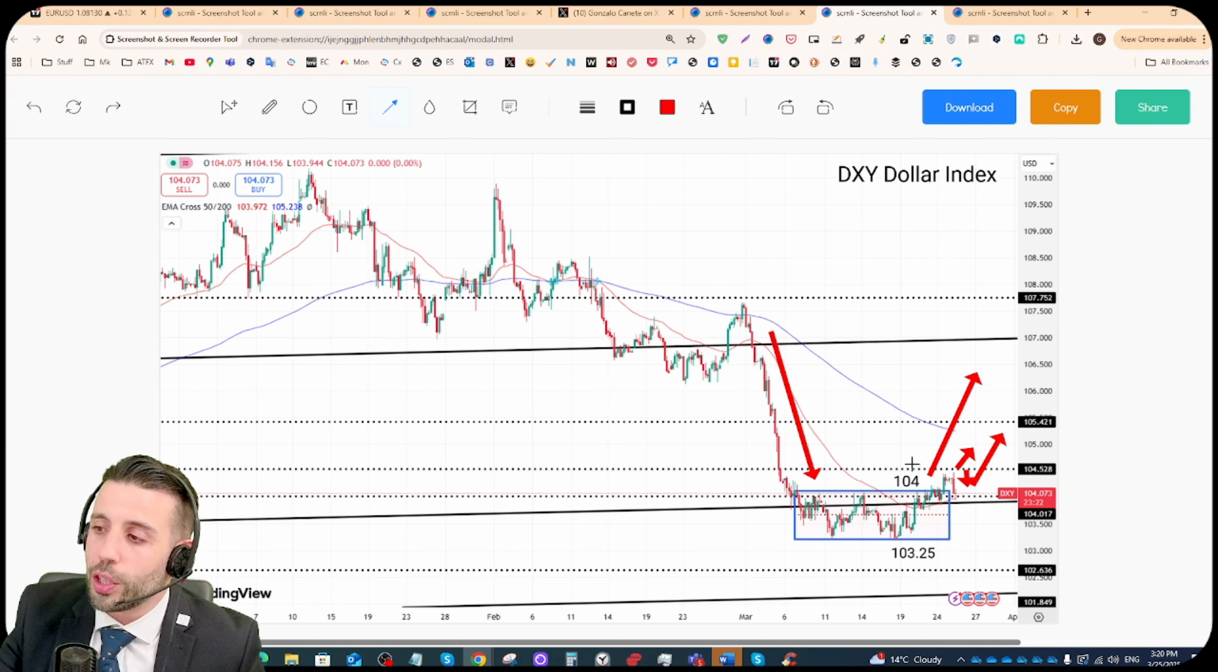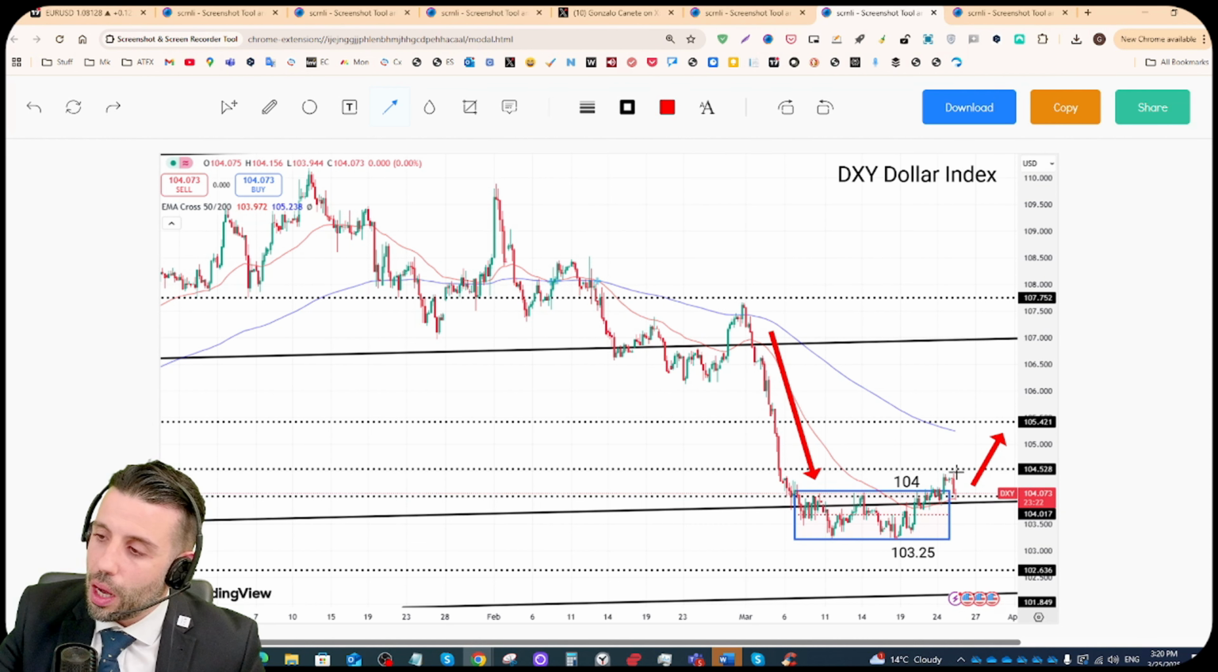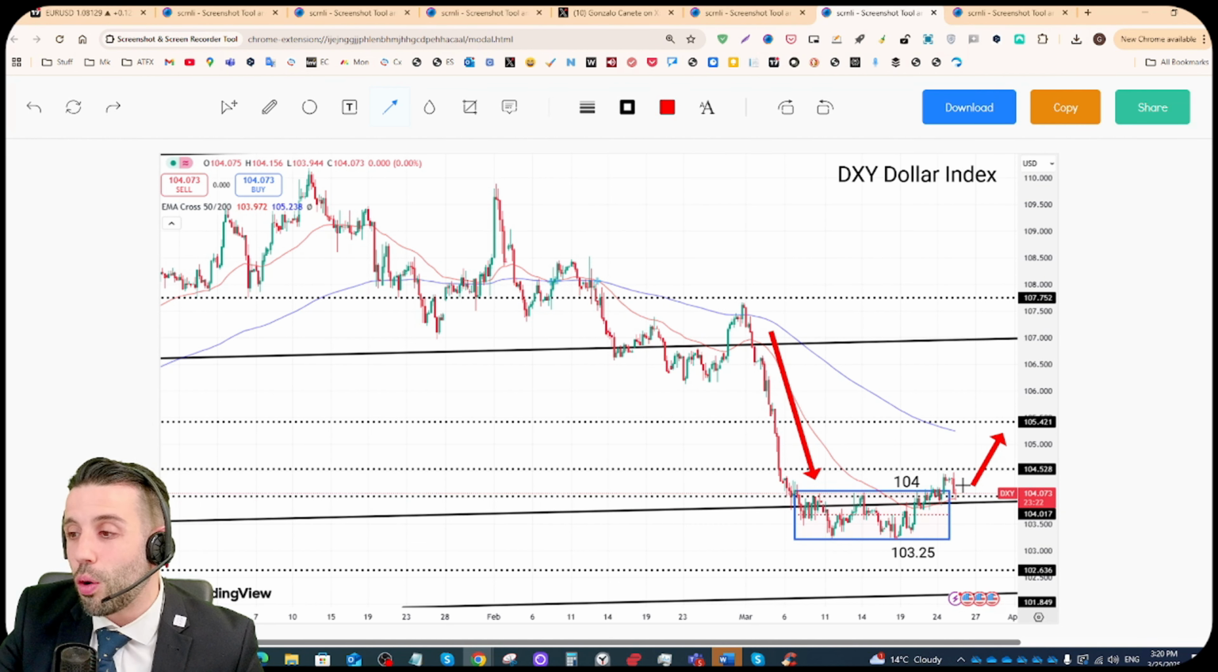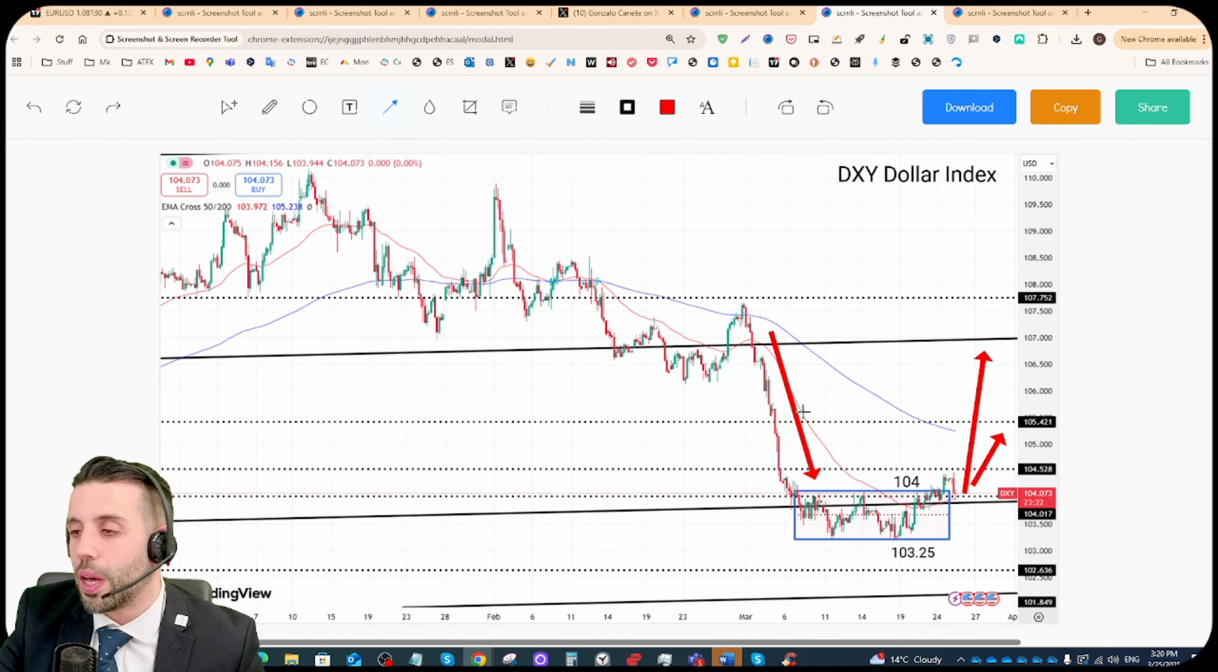In terms of the dollar, you have the dollar index here. And as you can see, there is a movement between the 103.25 to 104 range. But now, on Tuesday, the dollar broke above those levels, and is right now on a support of 104 points on the dollar index, which could move the price back to the previous levels of a couple of months ago.